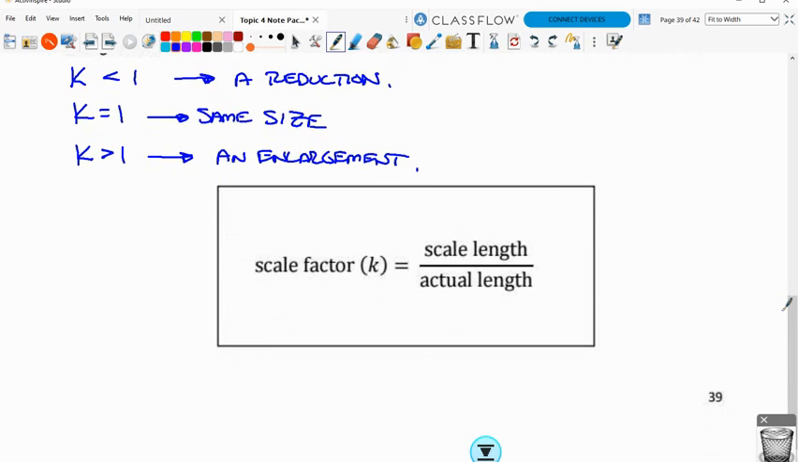And remember, to find the scale factor, put a big star next to that. To find the scale factor k, you always put the scale length over the actual length because the scale length is y, which is dependent upon x, which is the actual length.